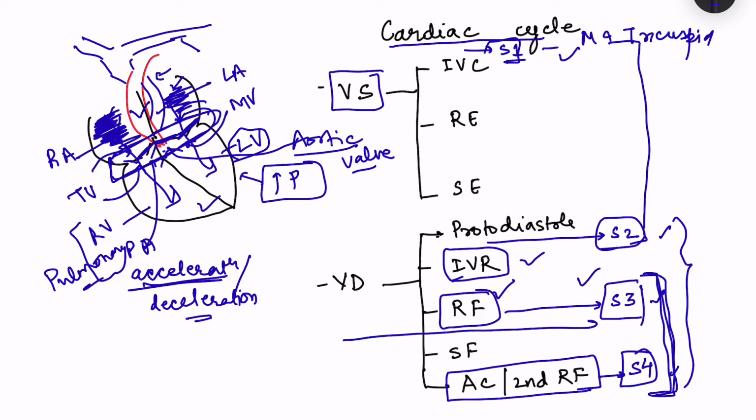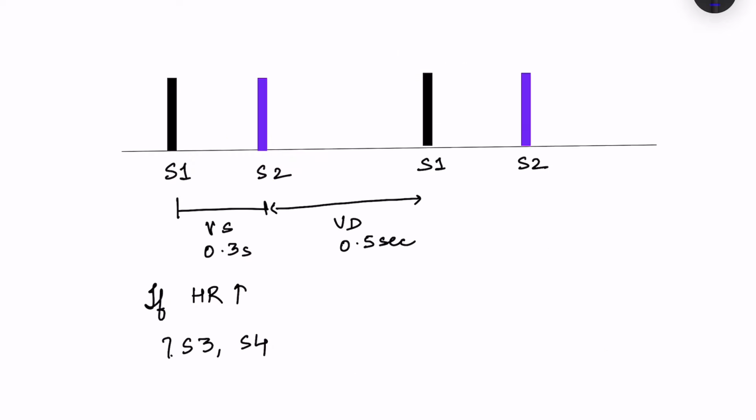S3 sometimes can be heard physiologically, and that is in children and young athletes, basically athletes less than 30 years of age. So what we have seen is that S1 and S2 are always heard. S1 is just before the start of the ventricular systole. So between S1 and S2 we have ventricular systole. Time duration is 0.3 seconds. And S2 is just after the protodiastole.